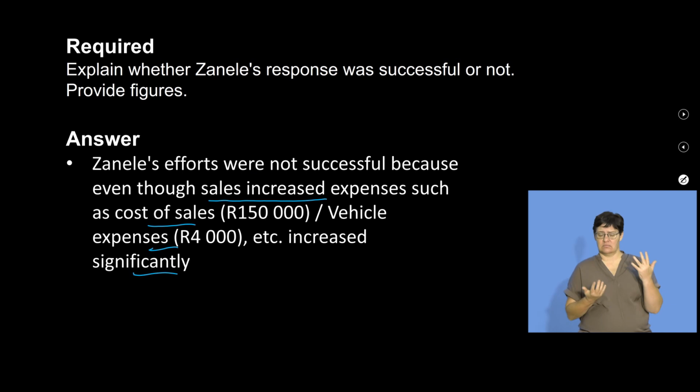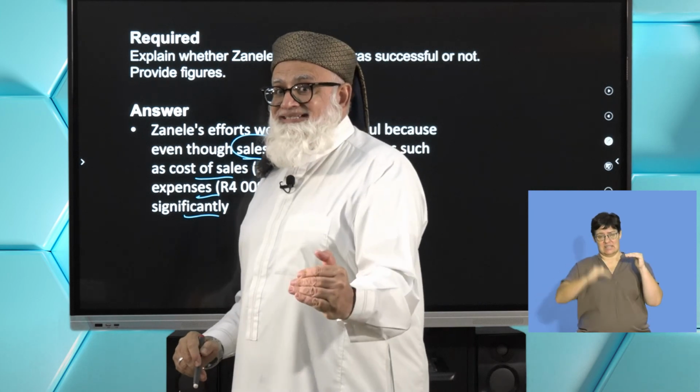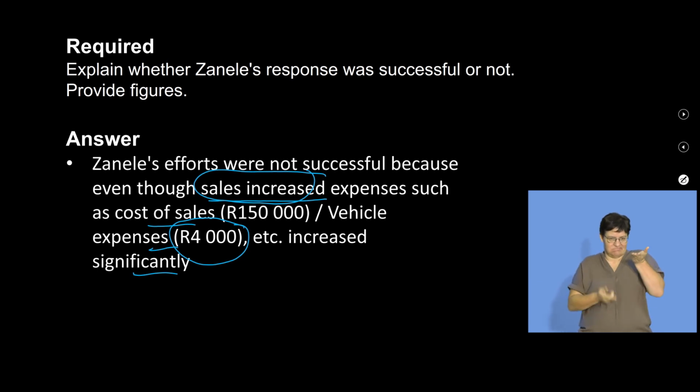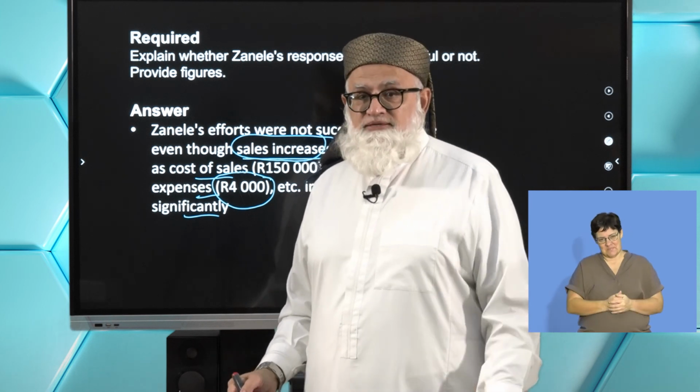Notice what happens here. Yes, the sales increased, but your cost of sales increased, right? And if your cost of sales increases, your gross profit decreases. Remember, when cost of sales increases, the gross profit decreases. Also, your vehicle expenses increased, right? And remember, not mentioned here, but we discussed it, your advertising also increased. So that expense also increased.